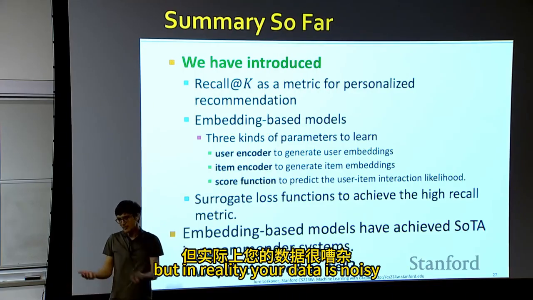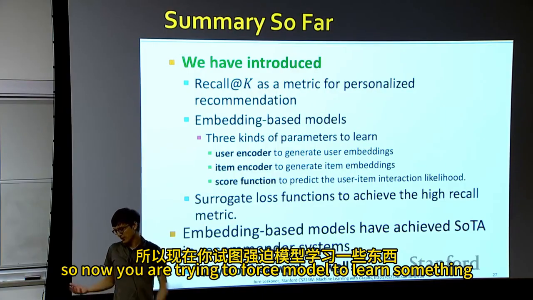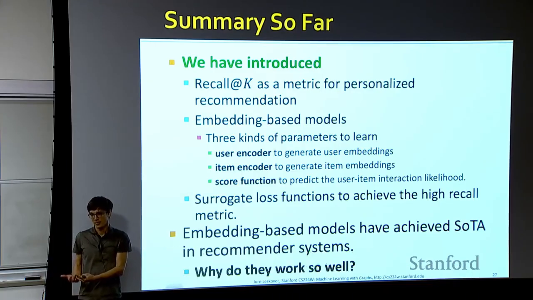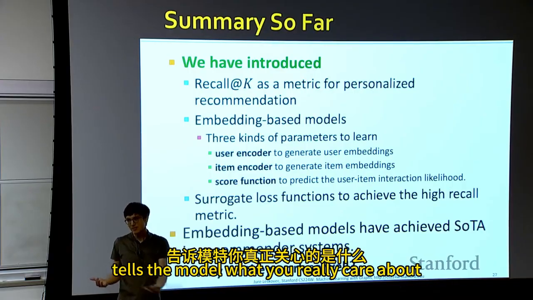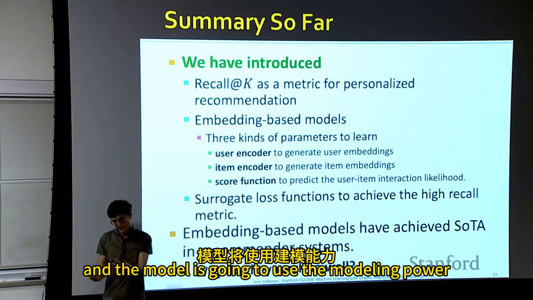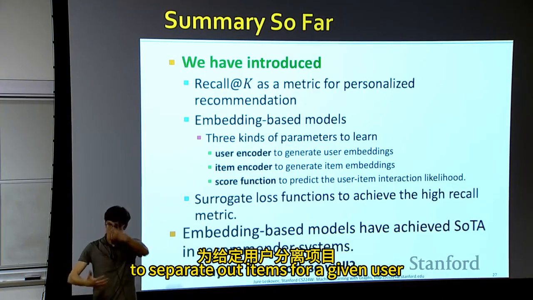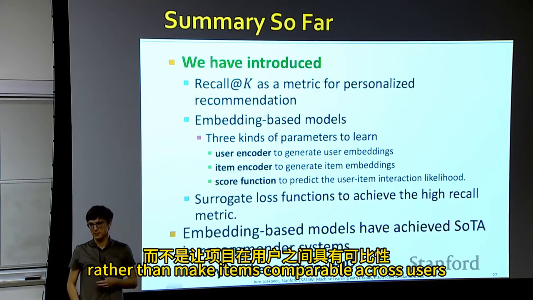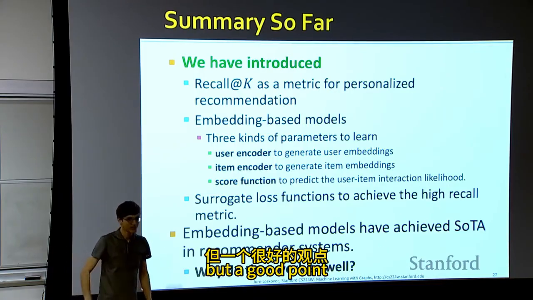But in reality, your data is noisy and your model is imperfect, so now you are trying to force the model to learn something that you don't really care about. So it's better to have a personalized loss because it really tells the model what you care about, and the model is going to use its modeling power to separate out items for a given user rather than make items comparable across users. That's the key why one is better than the other. But good point, thank you.